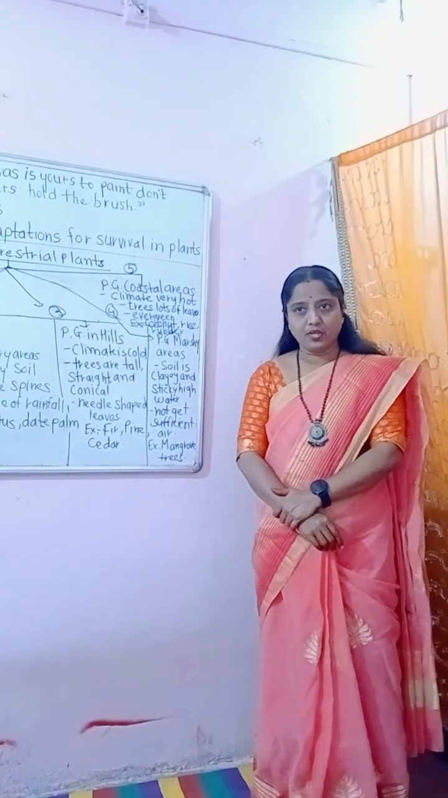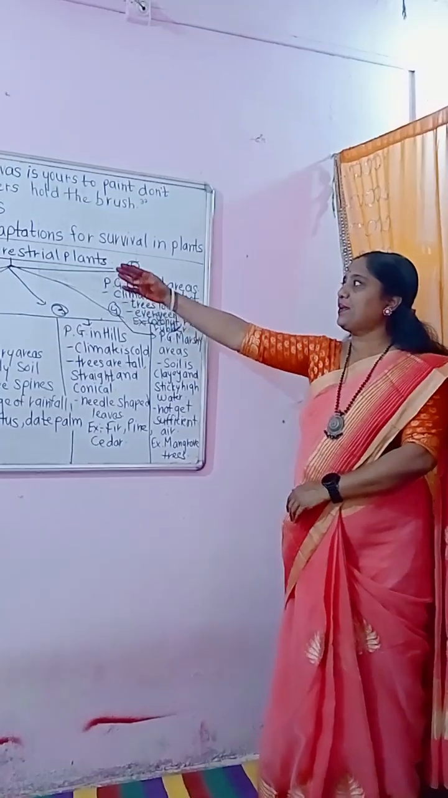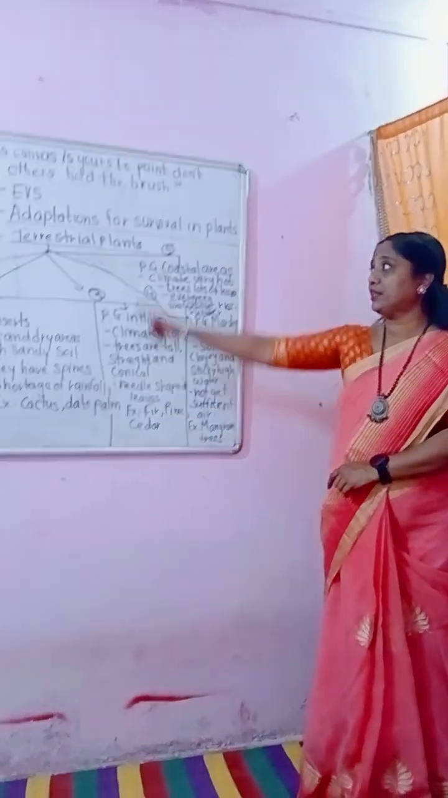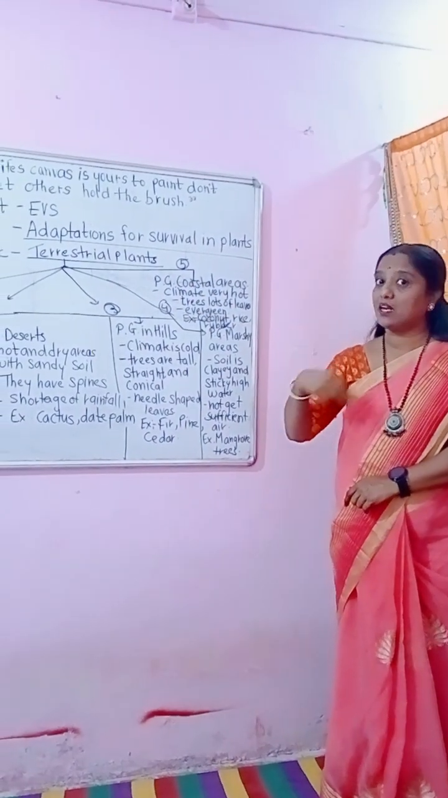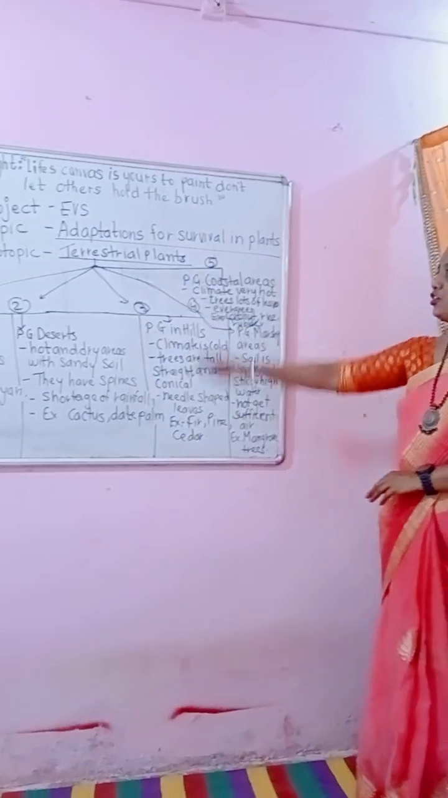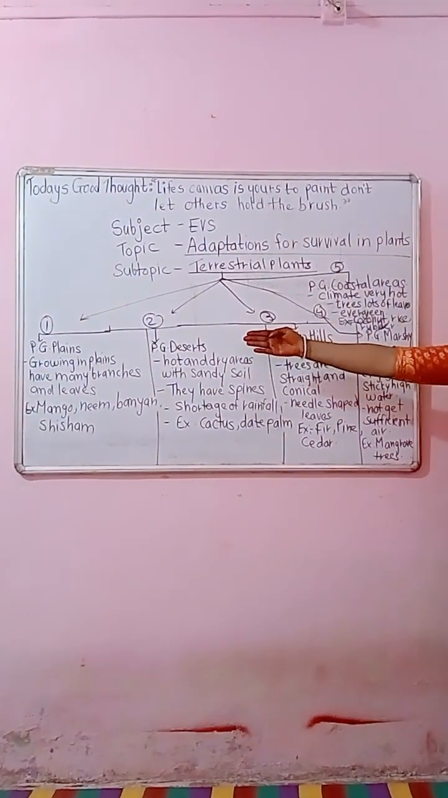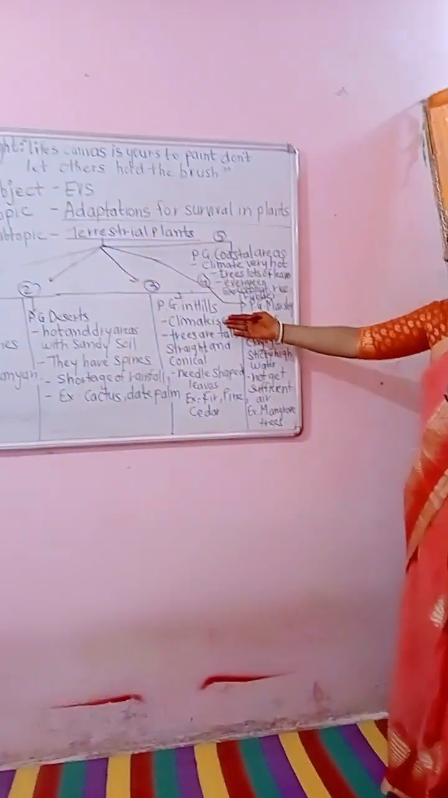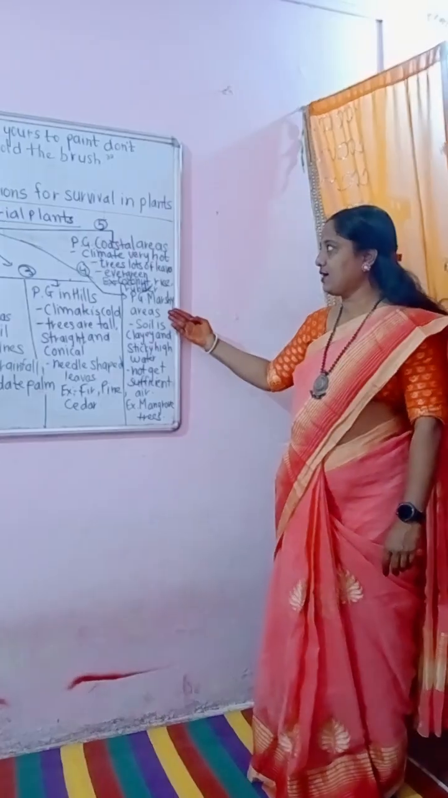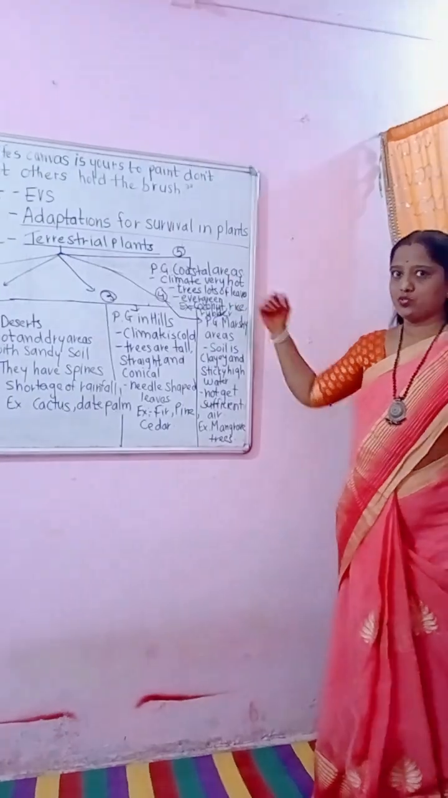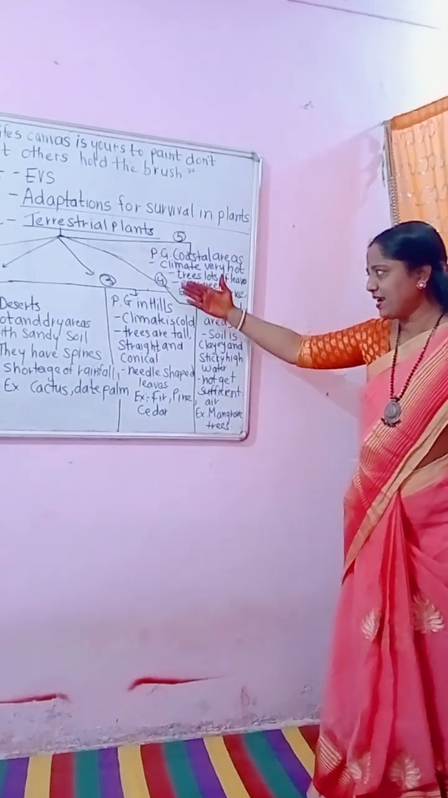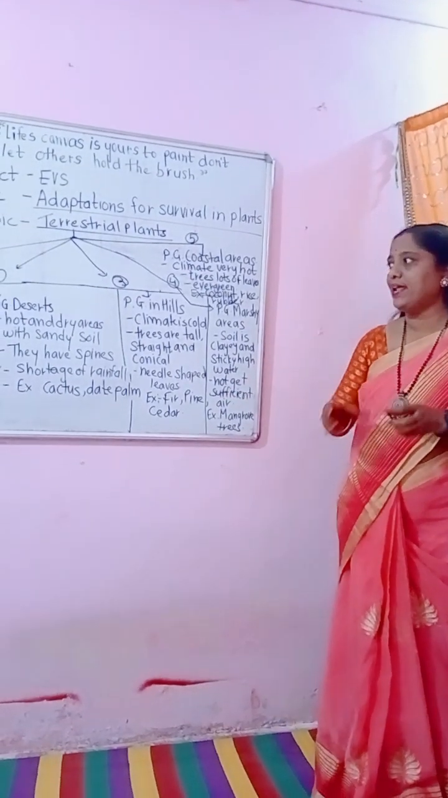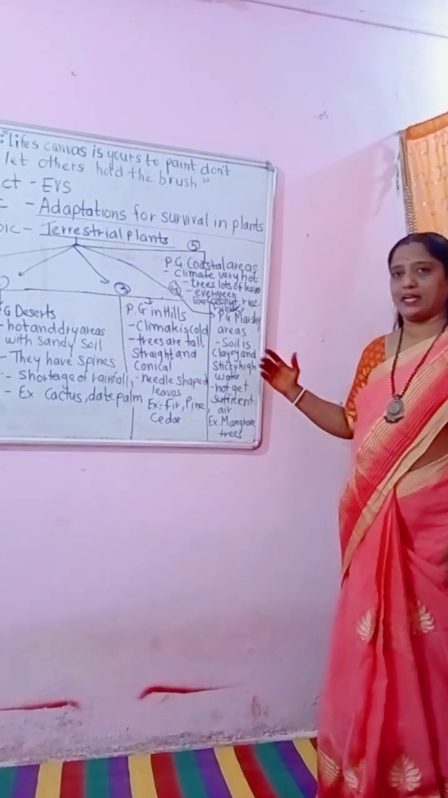Now I want to give a repetition of that. Today's main topic is adaptation for survival in plants. In that we are learning about terrestrial plants, and aquatic plants we will learn afterwards. In the terrestrial plants we learned about 5 types: plants growing in plains, deserts, hills, marshy areas, and coastal areas. In that I gave the whole explanation: how the trees are, how the climate is, how the soil is and what the examples are.